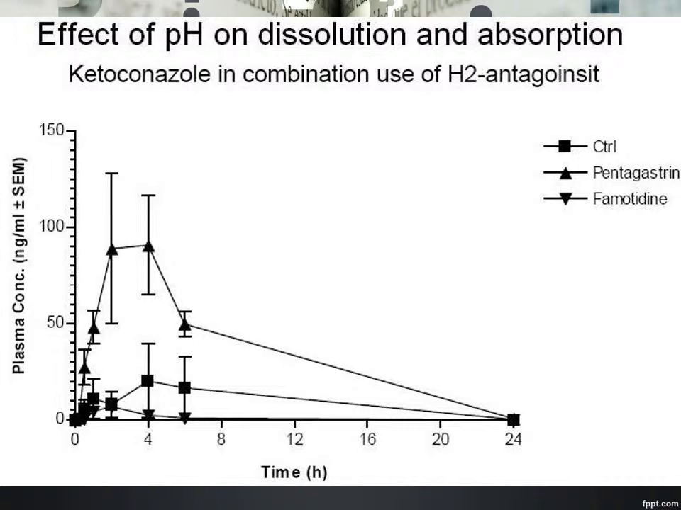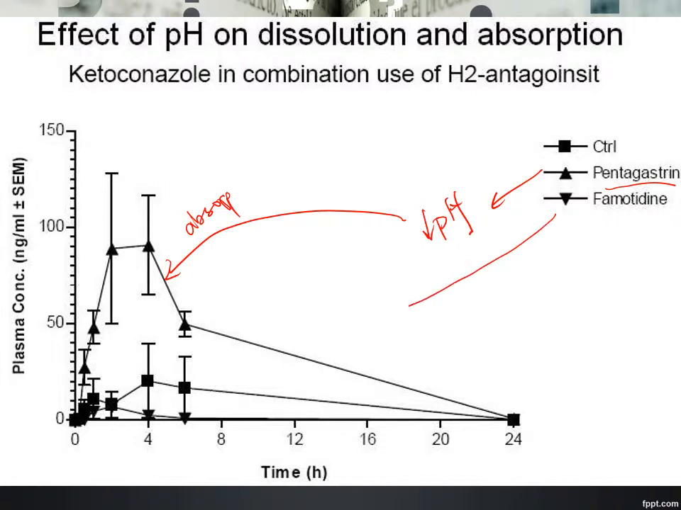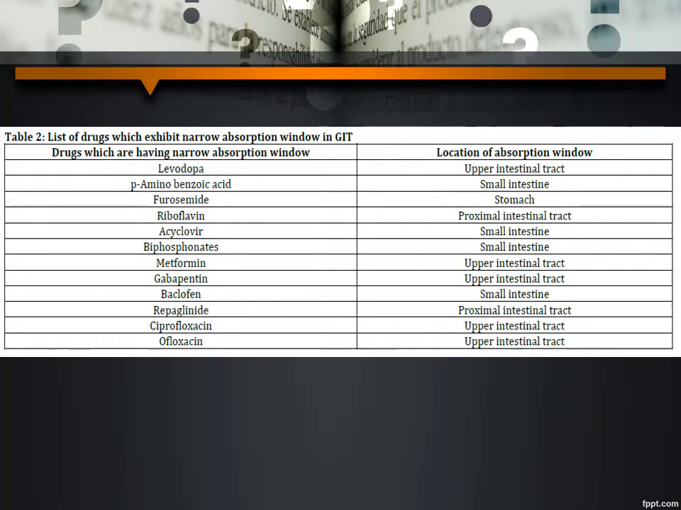So when the ketoconazole is given with pentagastrin, which will reduce the pH, it absorbs better. And when it is given with this one, that can increase the pH, and the absorption is reduced. And this is a list of drugs which exhibit a narrow absorption window in the gastrointestinal tract.